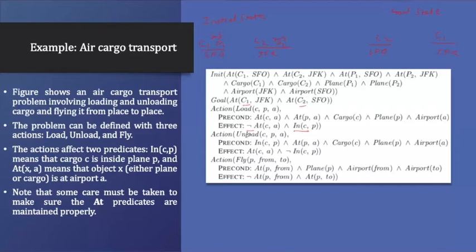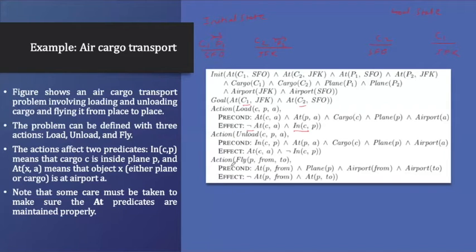Next action is unload. Unloading means the cargo is unloaded from the plane at an airport A. So what is the precondition? The precondition is the cargo should be there in the plane P. The plane should be there in the airport A. C is a cargo, P is a plane, and A is an airport. Okay. Now what is the effect? The effect is when I do that, then cargo should be there in the airport. Cargo is not there in the plane. Means I have unloaded it, right?